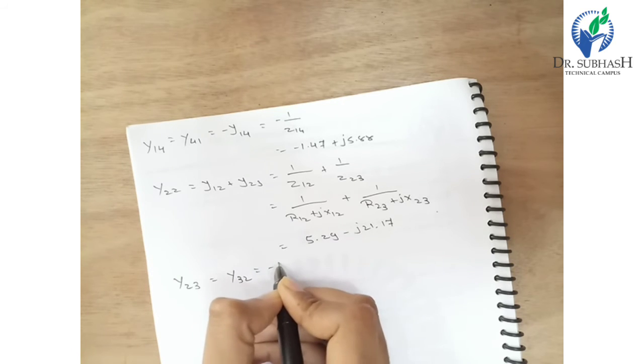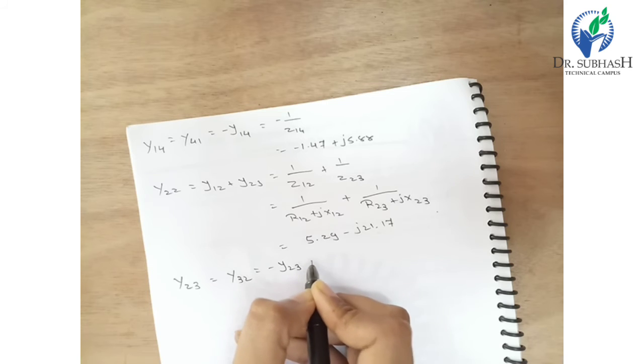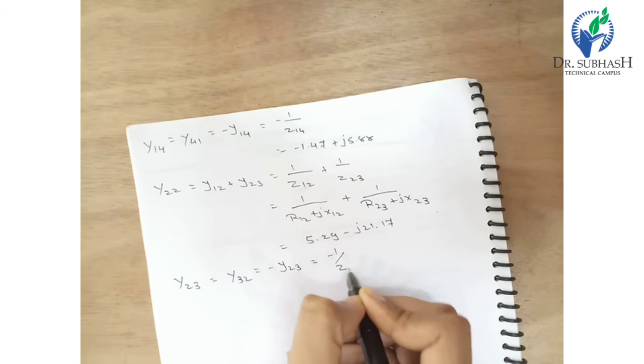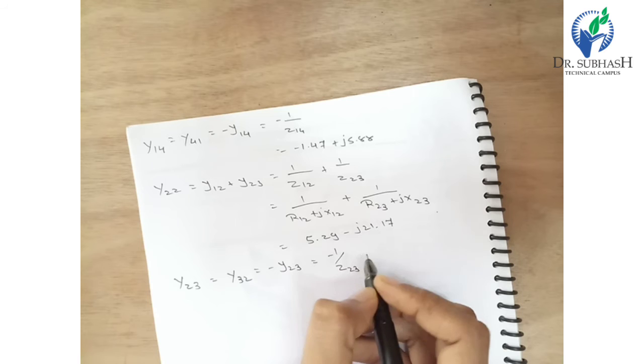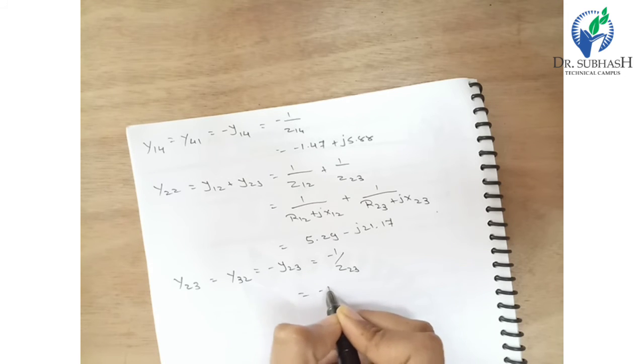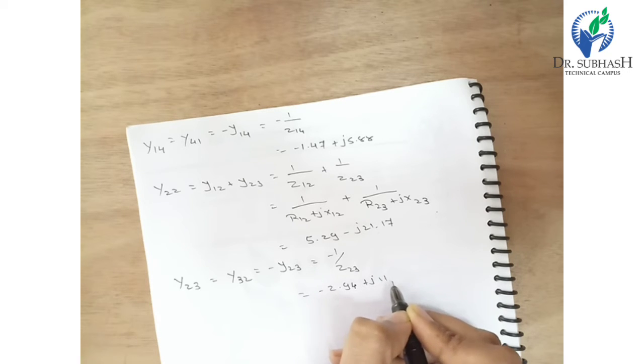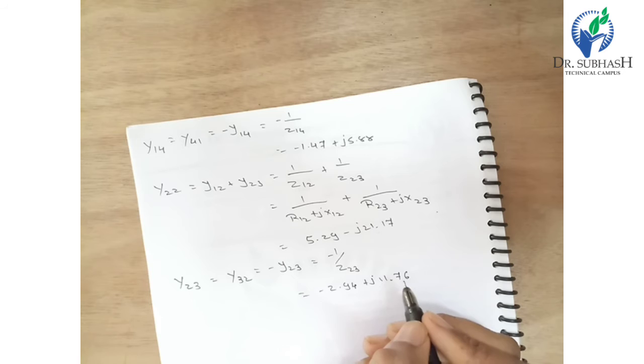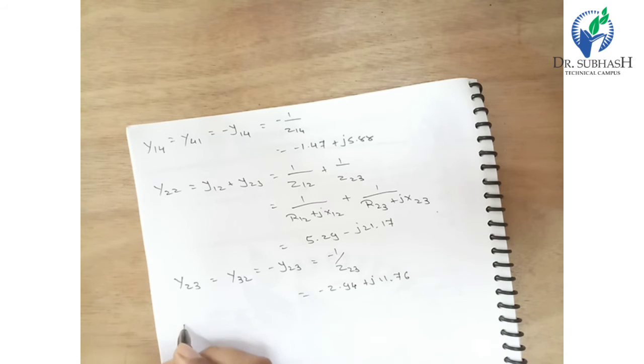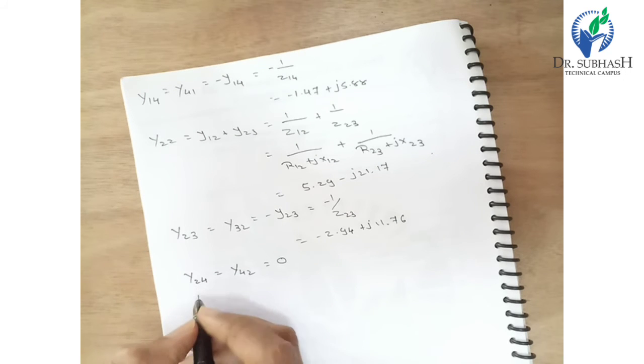Now we find the value of y23, which is equal to y32. So the output is minus y23, which is equal to minus 1/Z23. So the output is minus 2.94 plus j11.76. That is the output of them. In the same way, when we write the value of y24, which is equal to y42, the output is 0. There is no connection between them.